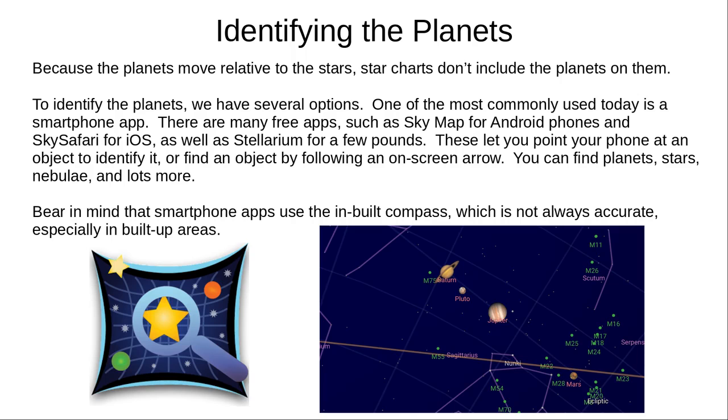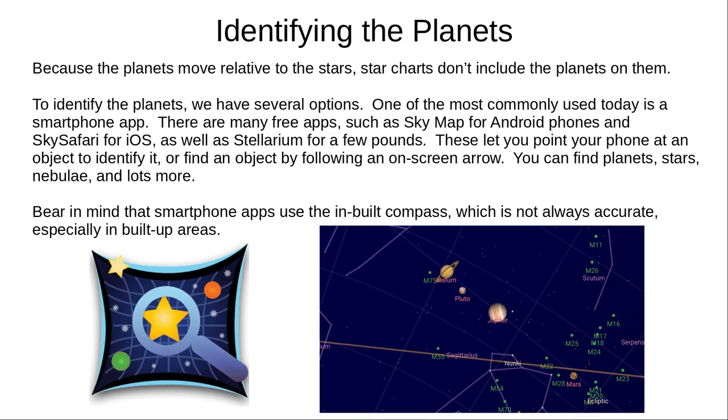Now, let's talk about how to find and identify planets in the sky. Because they move relative to the stars, star charts don't usually include them. The one I showed you before is useless except on one specific day years ago. These days, many people use a smartphone app. Sky Map for Android and Sky Safari for iPhone are both popular and free. I prefer Stellarium, which currently costs £3.